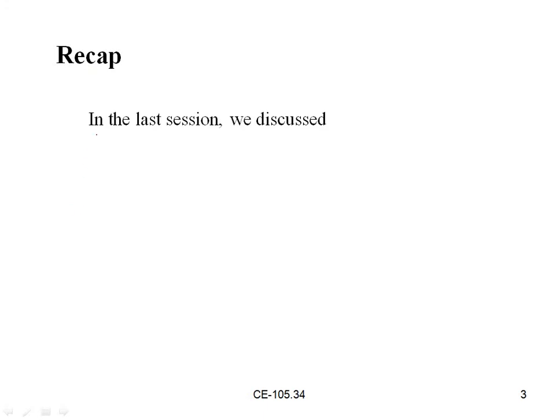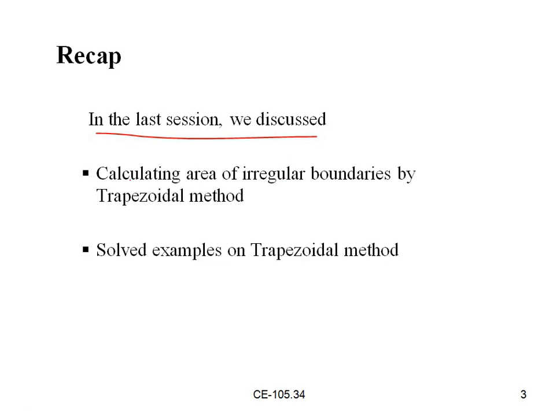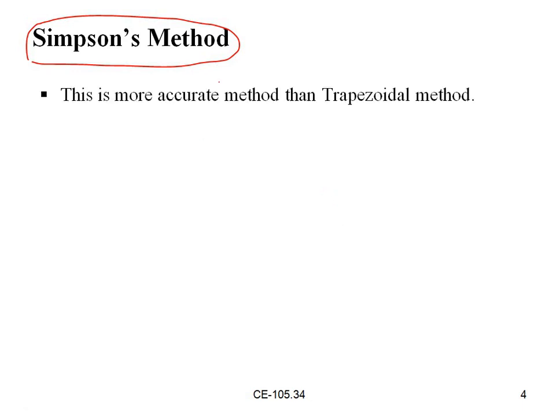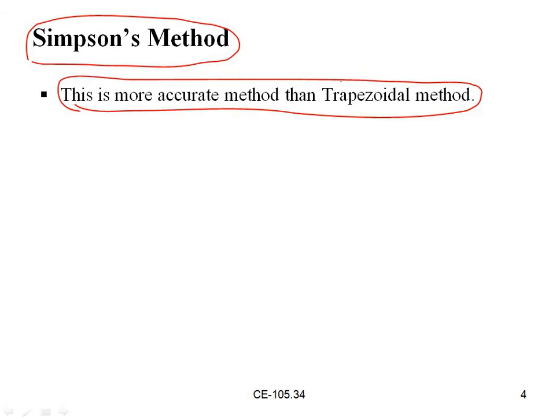So once we recap, in the last session we discussed calculating area of irregular boundaries by trapezoidal method and solved examples on trapezoidal method. So now let us see the Simpson's method. So all these methods are used for calculating the irregular areas. This is a more accurate method than the trapezoidal method. The first method we have seen is the average ordinate rule, and after that the trapezoidal method. So here, one method is more accurate than another.